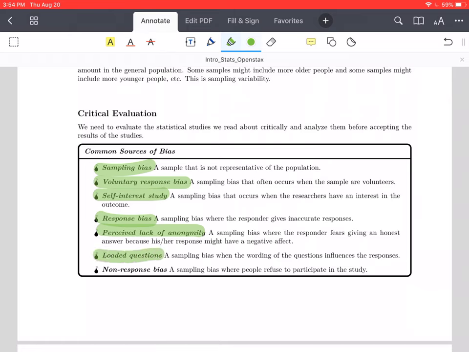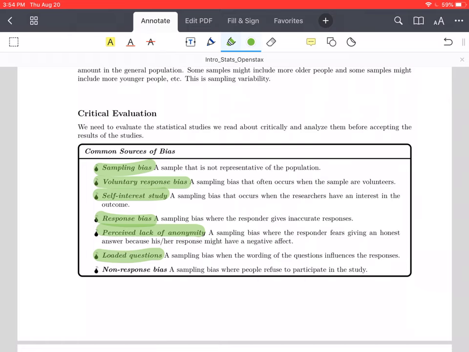Loaded questions. If the wording of a question influences the response, that's a bad thing. There are ways to ask questions as impartially as possible, or you could ask a question in such a way that you're leading them to the answer you want them to give. So we want to avoid questions that are even unintentionally trying to lead our respondents. We want to make sure to avoid that.